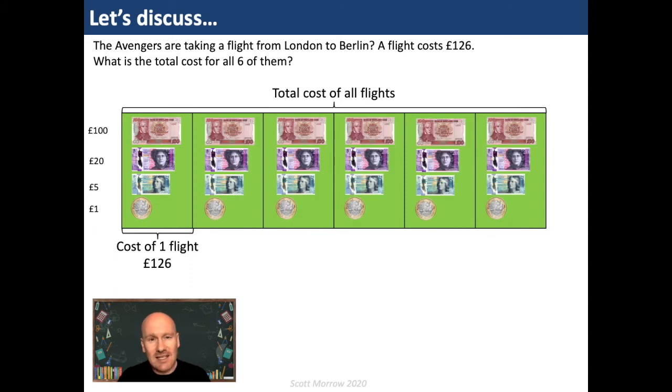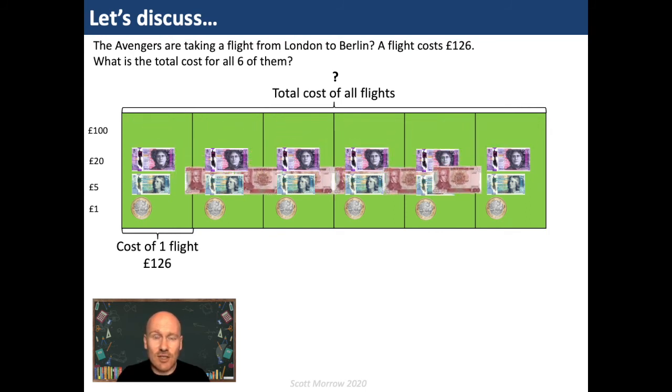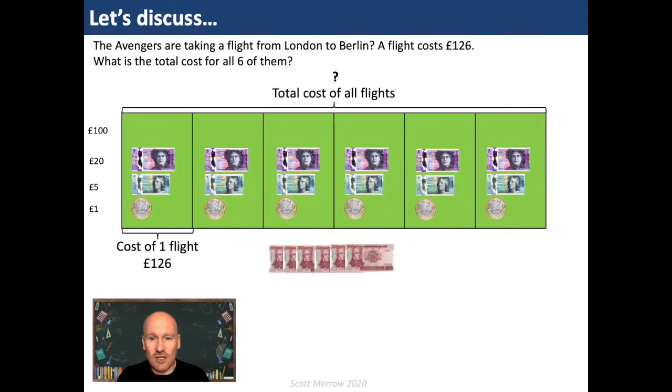So in this case here, what I'm looking to do is work out the whole amount. So how are we going to work this out? As I said, we can work this out in different ways. I'm going to show you how I would work out this particular problem myself. So I would start by collecting each of those £100 together. I've got 6 lots of £100, that gives me £600.